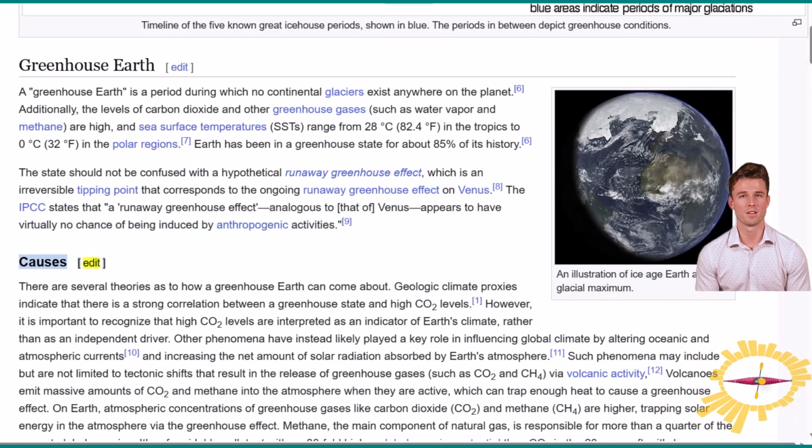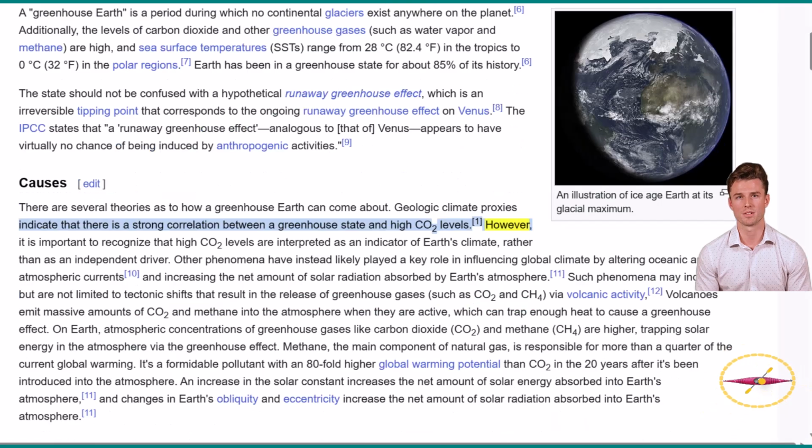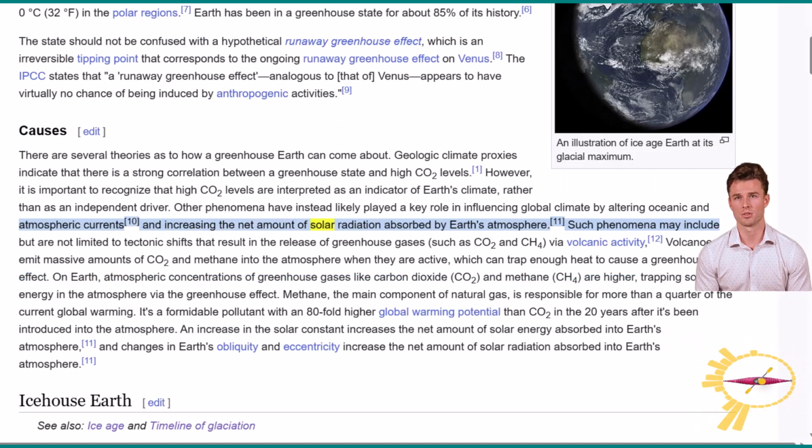Causes. There are several theories as to how a greenhouse Earth can come about. Geologic climate proxies indicate that there is a strong correlation between a greenhouse state and high CO2 levels. However, it is important to recognize that high CO2 levels are interpreted as an indicator of Earth's climate, rather than as an independent driver. Other phenomena have instead likely played a key role in influencing global climate by altering oceanic and atmospheric currents and increasing the net amount of solar radiation absorbed by Earth's atmosphere. Such phenomena may include but are not limited to tectonic shifts that result in the release of greenhouse gases, such as CO2 and CH4, via volcanic activity.